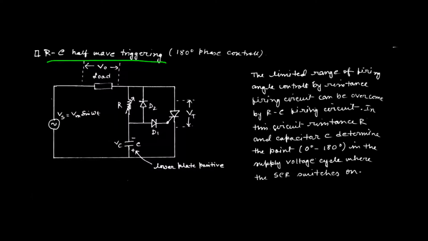And the most important part is this variable resistance R, which is normally used to give the proper shape of the output voltage and which can be varied to give a firing angle anywhere between 0 and 180 degree. One more thing to keep in mind: for this particular circuit diagram, we have connected the capacitor in such a way that the lower plate is positive.